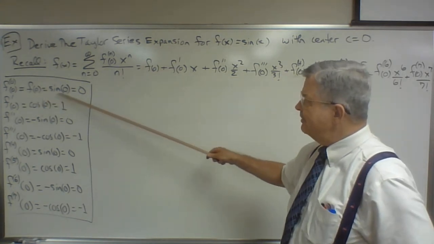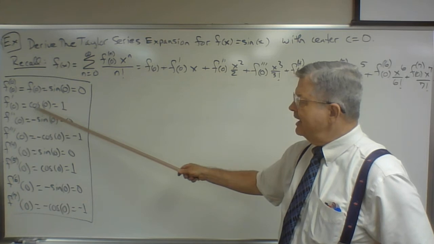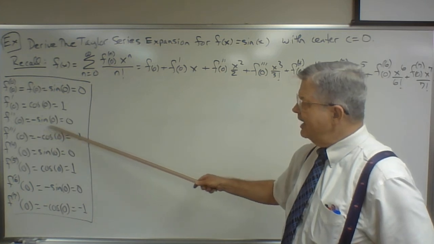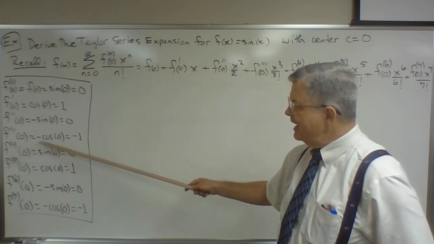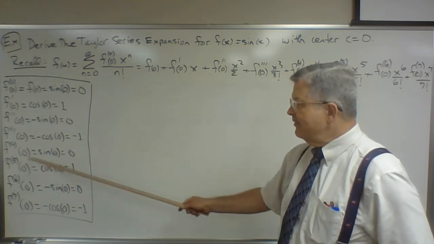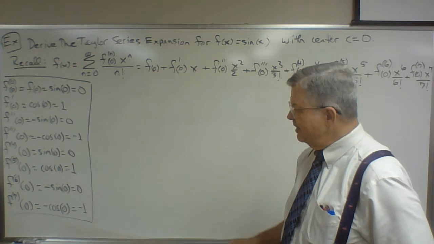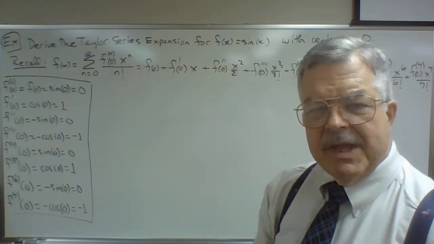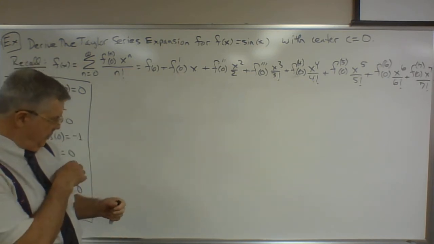The zeroth derivative, that's just sine, evaluated at 0 is 0. F prime is cosine. Cosine of 0 is 1. F double prime, that's negative sine, evaluated at 0 is 0. F triple prime, third derivative, that's negative cosine, evaluated at 0 is negative 1. Fourth derivative evaluated at 0, that's sine, evaluated at 0 is 0, and so on and so forth. Now all we have to do is plug in f of 0, f prime of 0, and so forth.